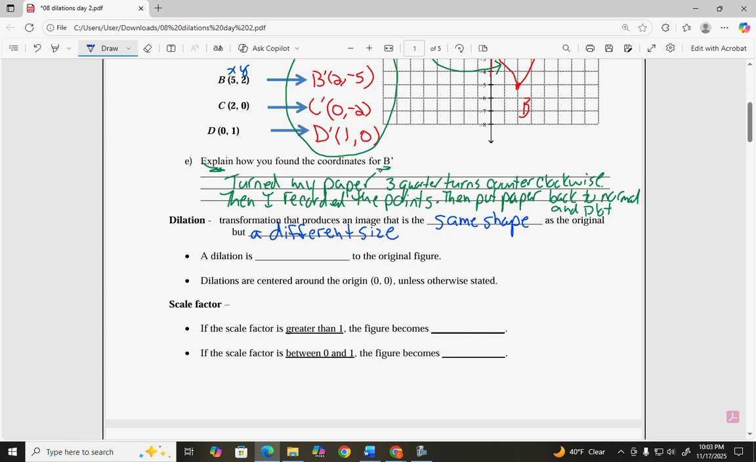Since it's the same shape but a different size, the shapes are not congruent. What we say is it's similar. Similar means somewhat the same. And remember, if the scale factor is greater than 1, the figure becomes larger. And if it's between 0 and 1, like a fraction, it becomes smaller.